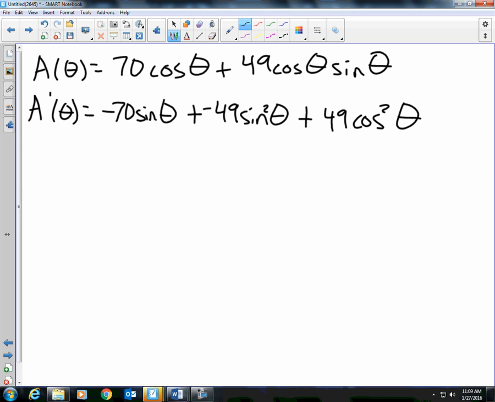Well, this looks all good until I get the cosine squared at the end, right? So we've got to figure out something about that. Right, but this is a negative 49. Question.